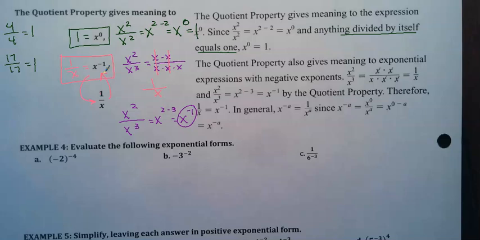Okay. So let's look at example 4. We're going to apply some of this. Evaluate the following exponential forms. All right, so we have negative 2 to the negative 4th power. Negative 2 to the negative 4th power. What do you think about that? So are we finding the answers this time? Yes, evaluate means to find the answer.